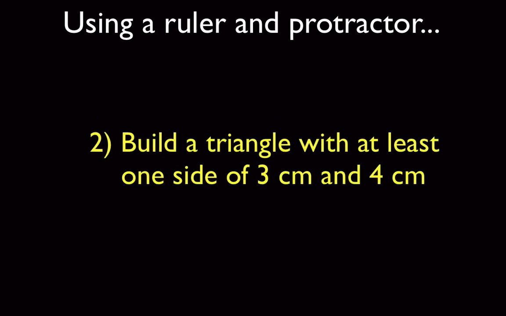Second, I want you to build a triangle with at least one side of 3 centimeters and another side that is 4 centimeters. So they can be connected to each other. Well, they pretty much have to be connected to each other. You could also have an extra 3 centimeter side. That's why I say at least one, or at least one 4 centimeter side as well. So you have to have one 3 and one 4. I don't care what the other side is.